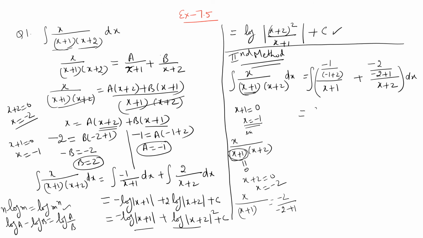So what will I get? I'll get the integral as minus 1 upon x plus 1, and it is minus 2 upon minus 1 is your plus 2, okay, upon x plus 2 dx. So see, it is the same thing which I have got here for this question, and the rest of the integration can be carried out easily, right? So with a little bit of practice, if you are able to split in this way, that will save your time, right? So see one more.